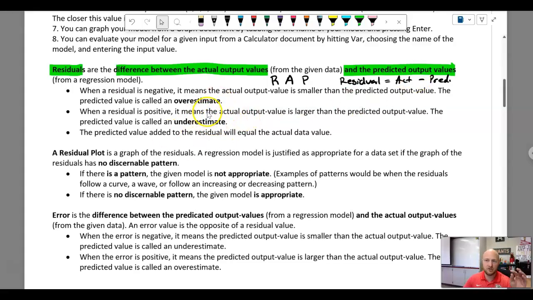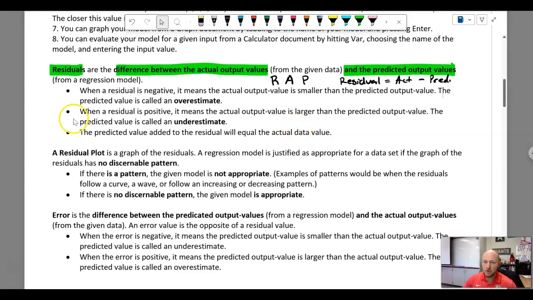I don't really store this information in my brain. I think it's tedious. I just remember what a residual is, RAP. Residual is actual minus predicted, and then I take the information and I can determine, okay, is it an over or an underestimate? The predicted value added to the residual will always equal the actual value.